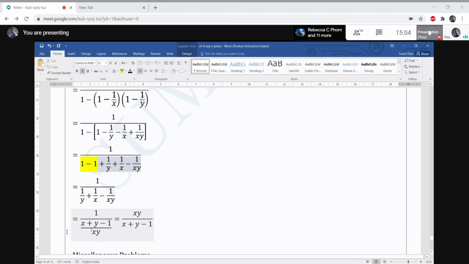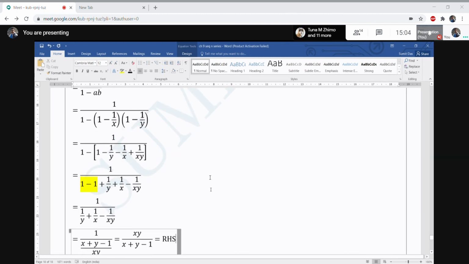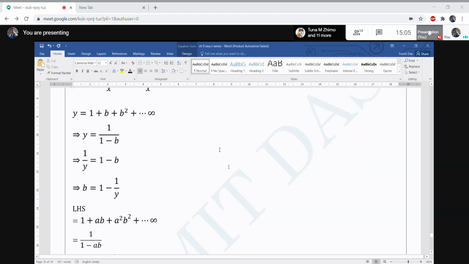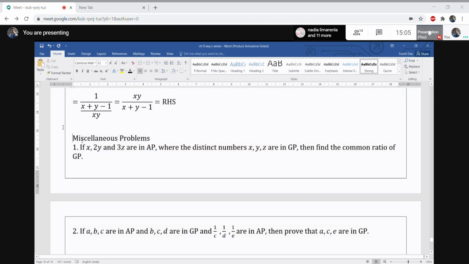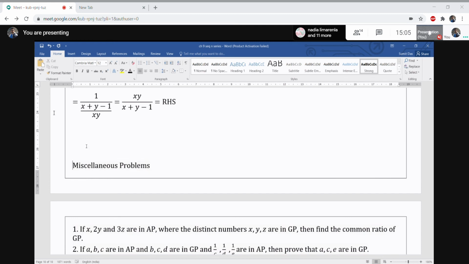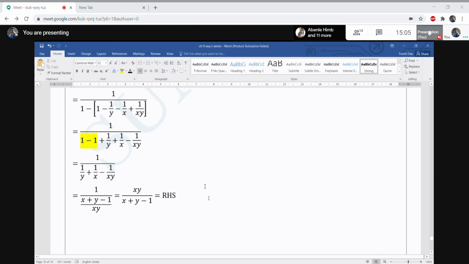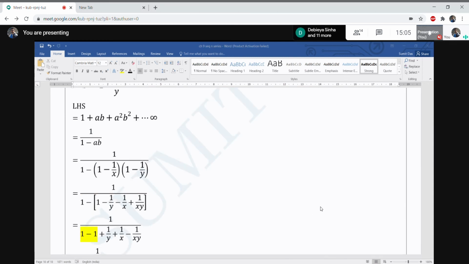So this xy will go to the numerator. Ultimately the answer is xy divided by x plus y minus 1, which is equal to the right hand side. That's what we have to prove here. This is also a very important question. So our question is done.